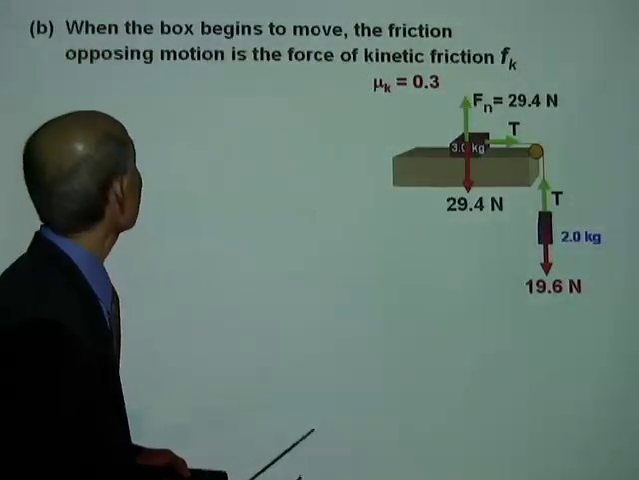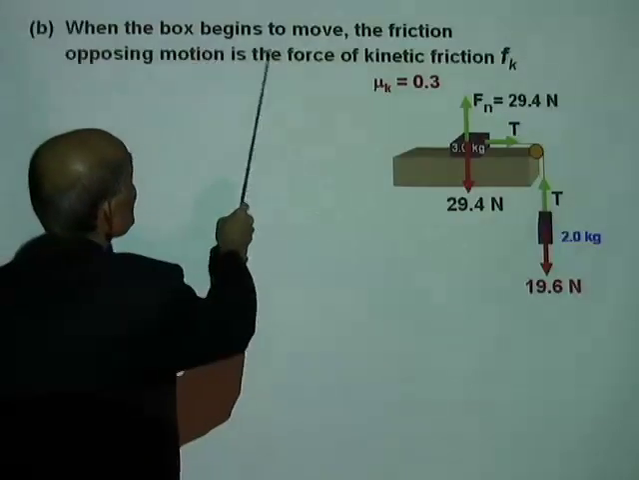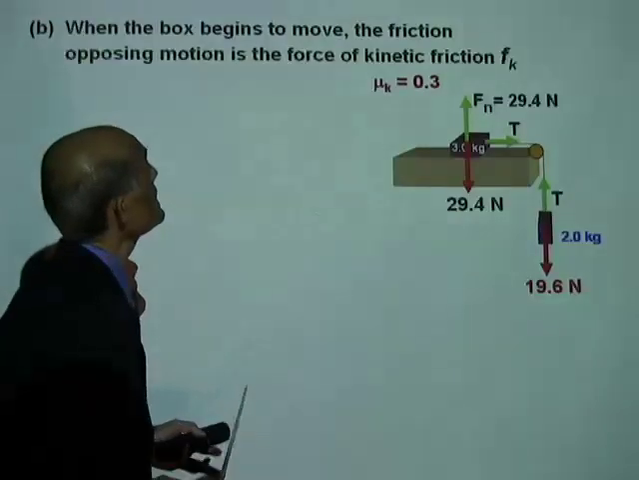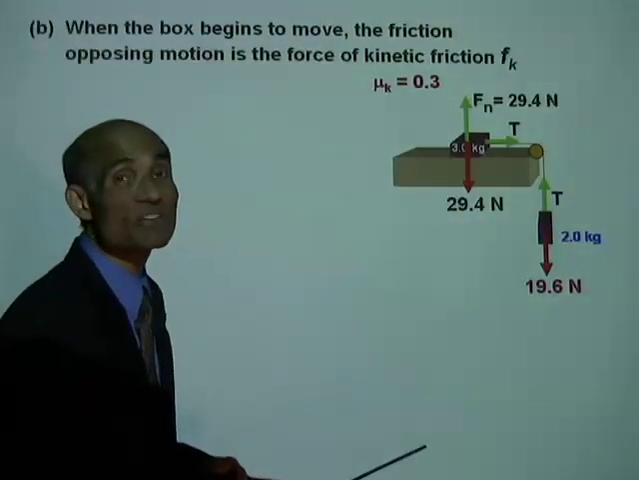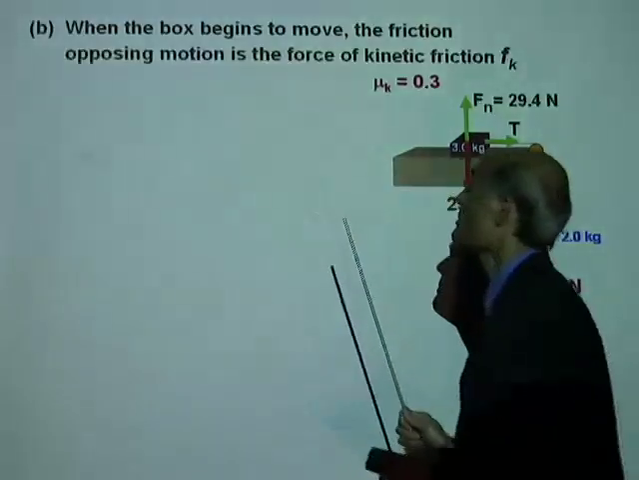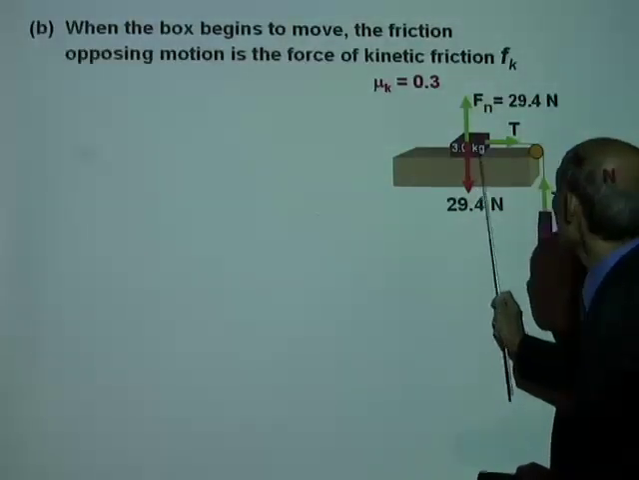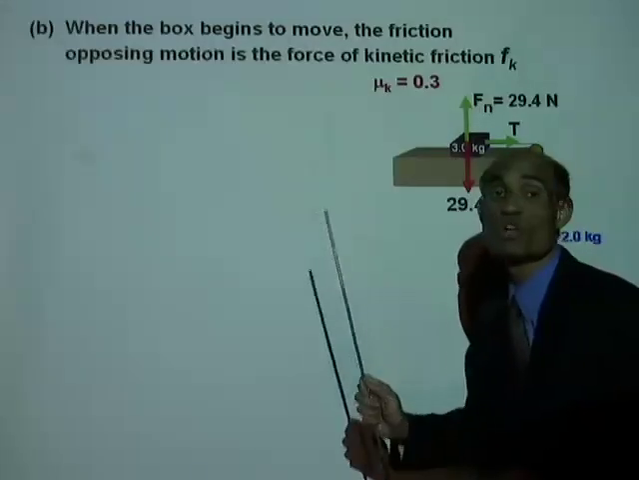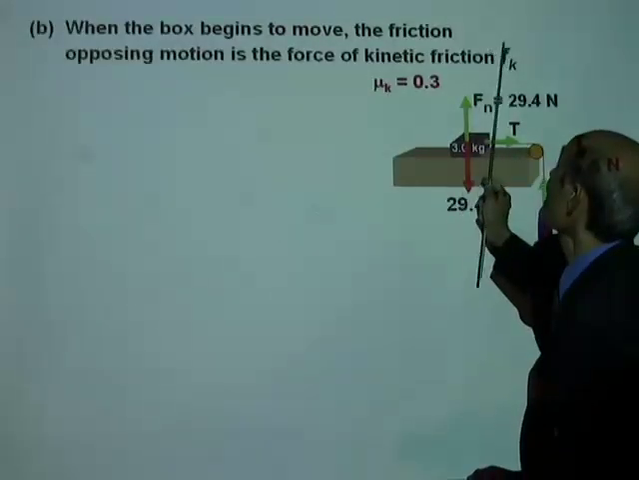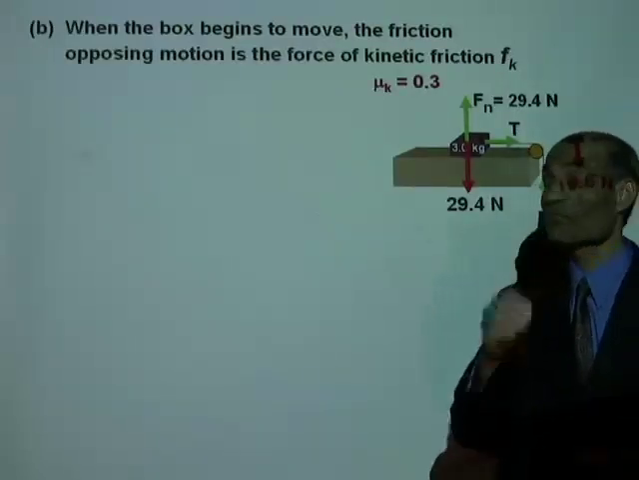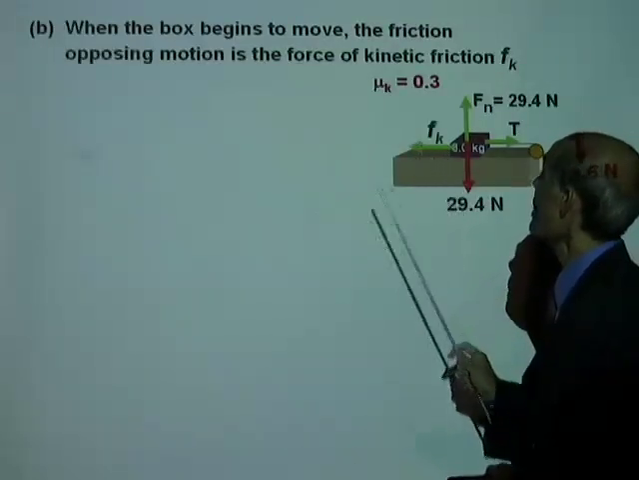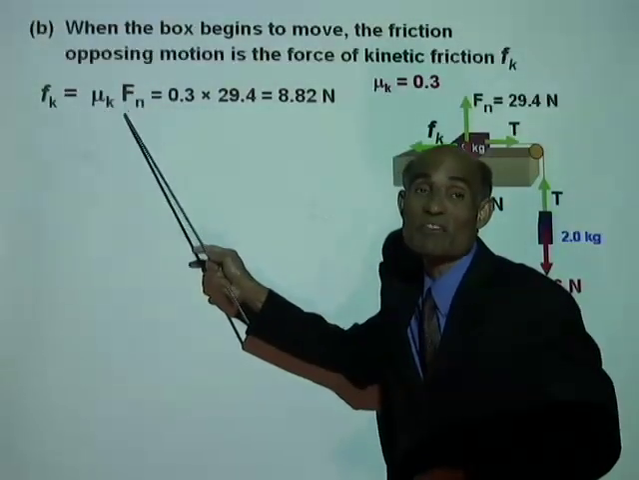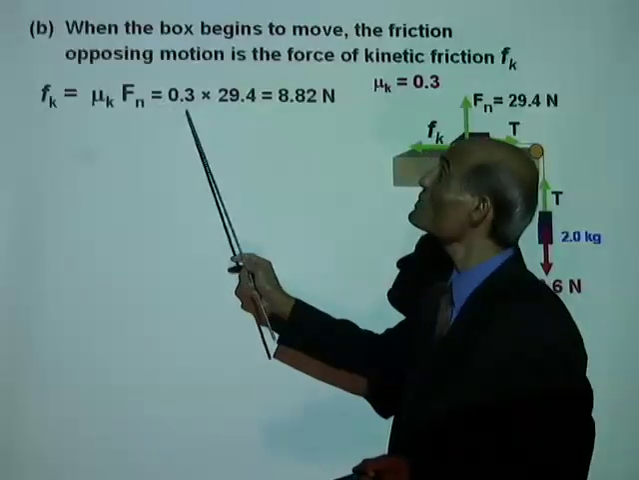Now, what else do we need to find? When the box begins to move, the friction opposing motion is the force of kinetic friction, F sub k. When the box begins to move, the force that is opposing motion is no longer the static friction, but the kinetic friction, that is F sub k. So F sub k equals mu k times Fn, and mu k is given to us.